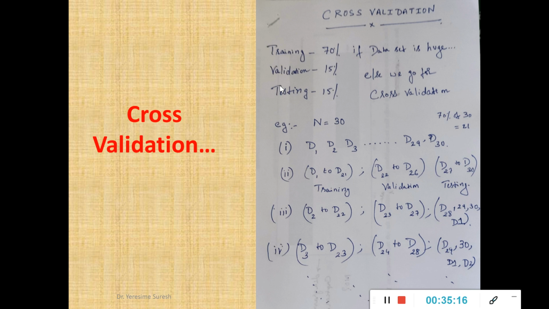Every instance will be considered for training, every instance will be considered for validation, every instance will be considered for testing. I hope you understood, right? So if I just split into 70, 15 and 15 in a large data set, it will be sufficient. But if I split into 70, 15, 15 for a small data set of 30, I'll have only 5 instances for validation, 4 instances for testing.